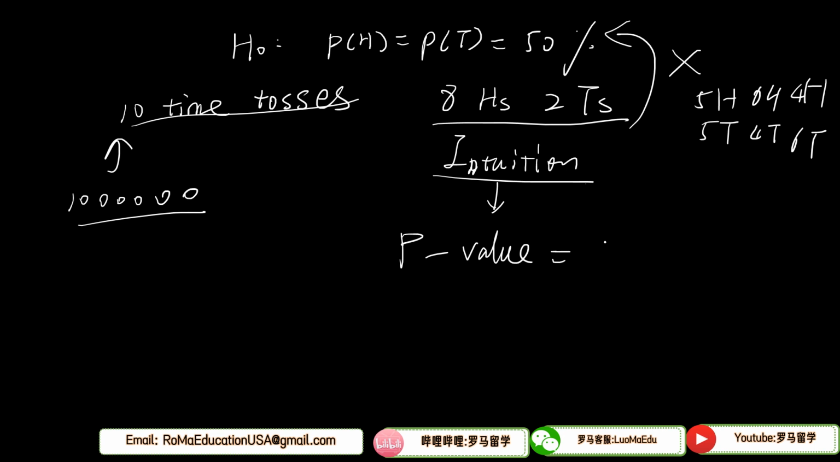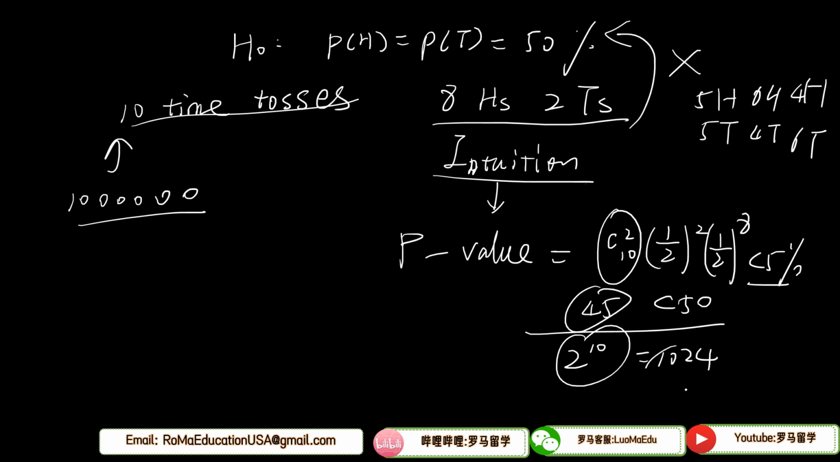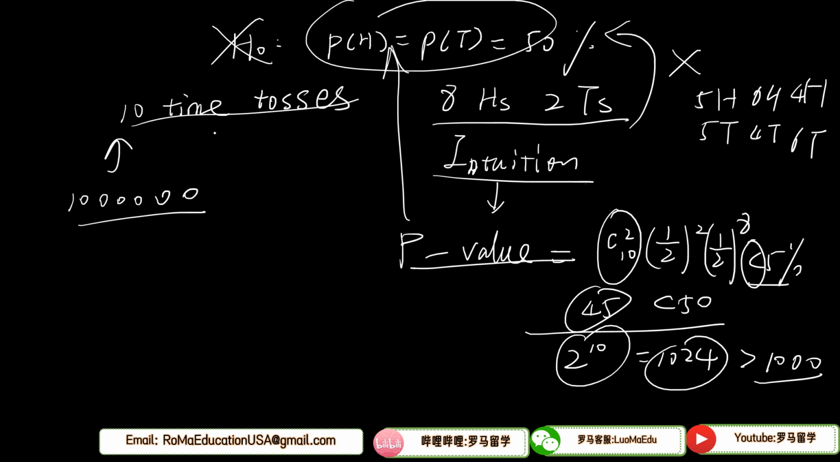So here in this case, the result probability is choose 2 from 10, and 2 tails, so 1/2 powers to 2, 8 heads, then we have 1/2 powers to 8. Then we quickly can see this probability is less than 5% because choose 2 from 10 is equal to 45. Denominator equals to 2 powers 10, which is 1024. So nominator 45 is less than 50, and the denominator 1024 is larger than 1000. So the final probability is less than 5%.